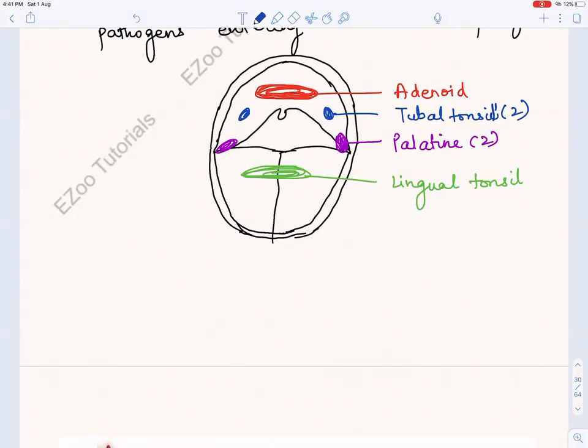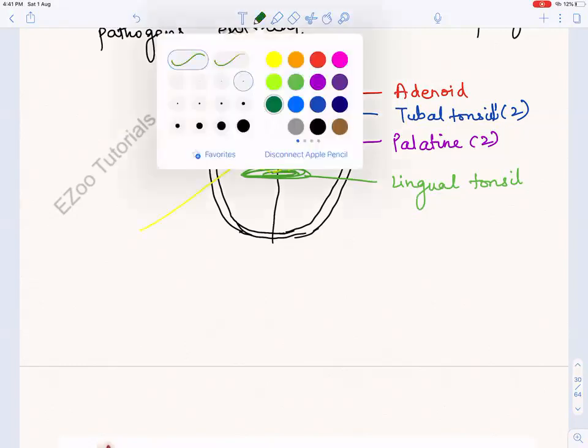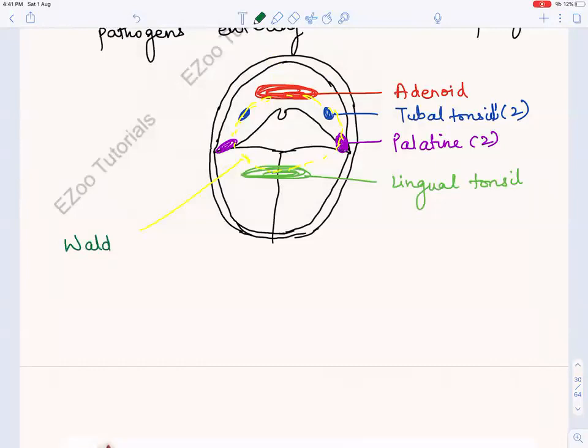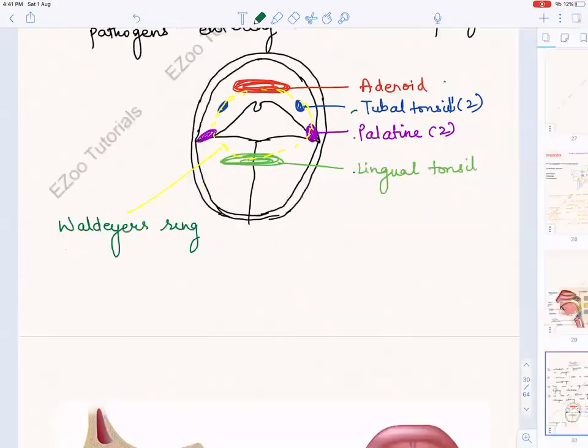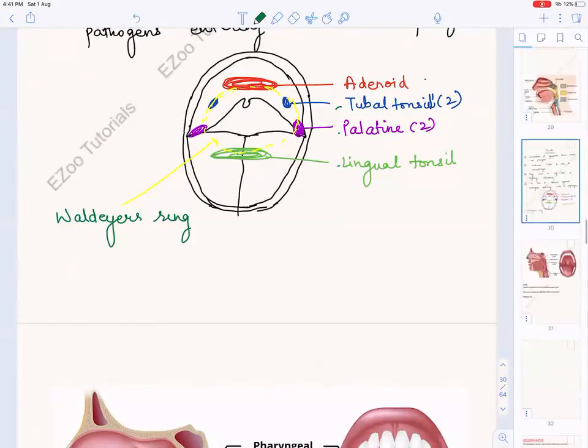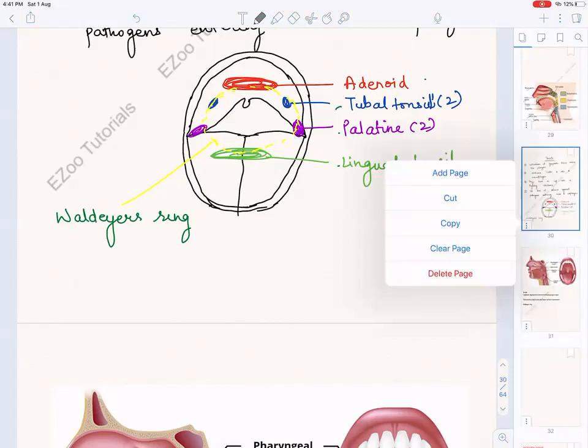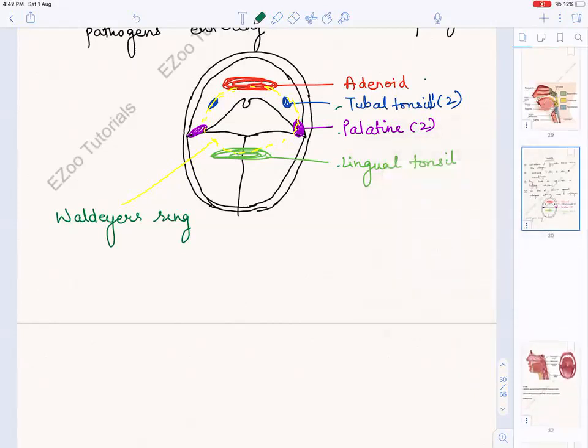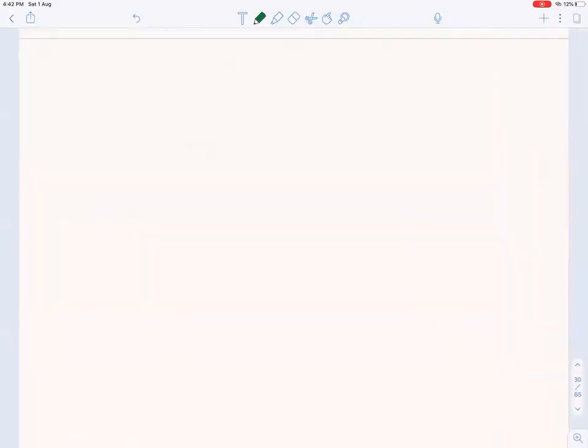So now one very interesting thing. Can you see that these are arranged in a ring? So this ring is Waldeyer's ring, since it's arranged in a ring. Okay, so now let us just see a few things about these tonsils. These are adenoid, tubal, palatine, and lingual. I'll just add a page and then we'll study further about tonsils.